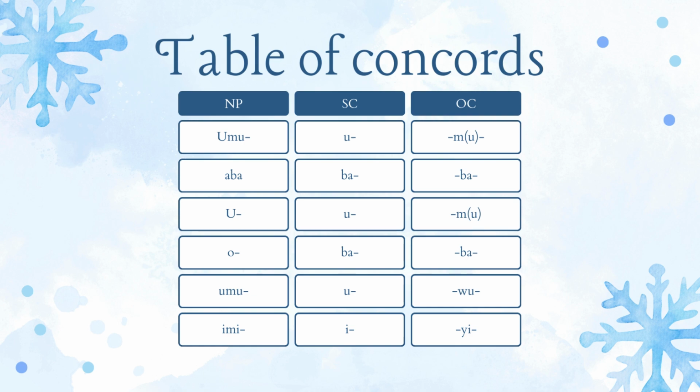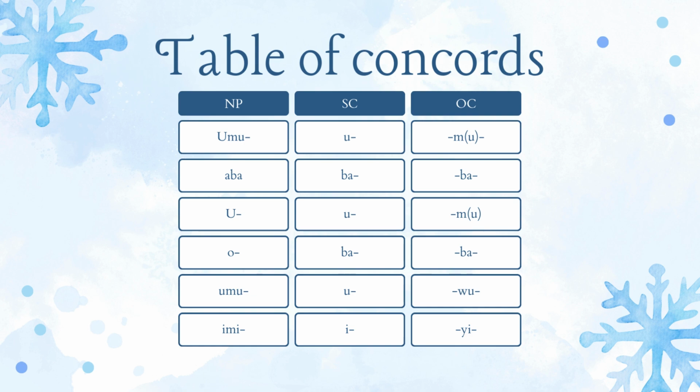Umuntu, the subject concord is u, then I use the verb, which is hamba. Now I want to change that sentence so that we can accommodate the object concord. Right now umuntu is a subject in the sentence. But now I want to change umuntu to being an object. Ubaba uthanda umuntu. Dad likes the person.